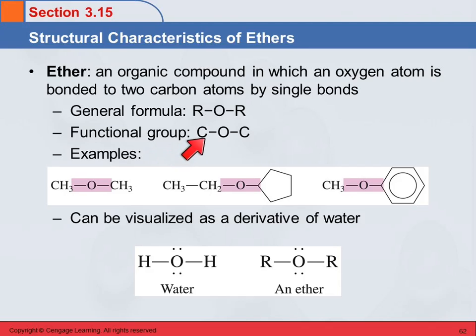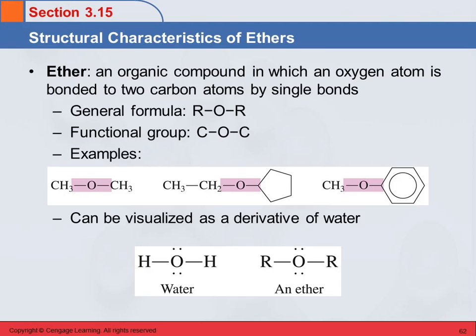So the functional group in these is C-O-C. And of course these carbons are going to be bonded to other things, but this is the functional group we're looking for. So here are some examples of ethers. Here we've got the oxygen between two carbons. Oxygen between this carbon and that carbon. Oxygen between two carbons. That's the functional group. That's what identifies it as an ether.